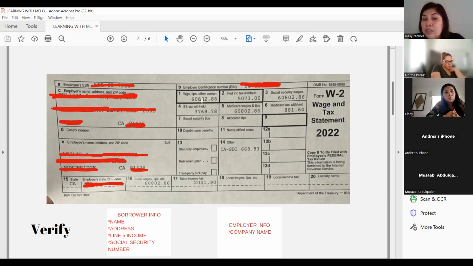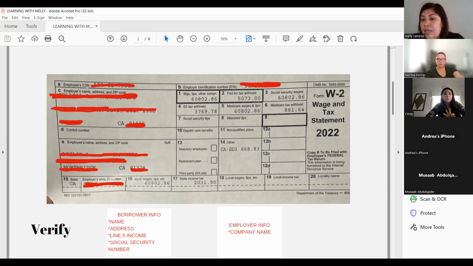Sometimes you'll see different amounts right here. It's all matching, but sometimes the number 1 will be a little bit different than number 5. So what we look at when we're calculating the income is always number 5. That's going to be your gross income. And again, we're going to verify employer information. We're going to verify just the employer company name.